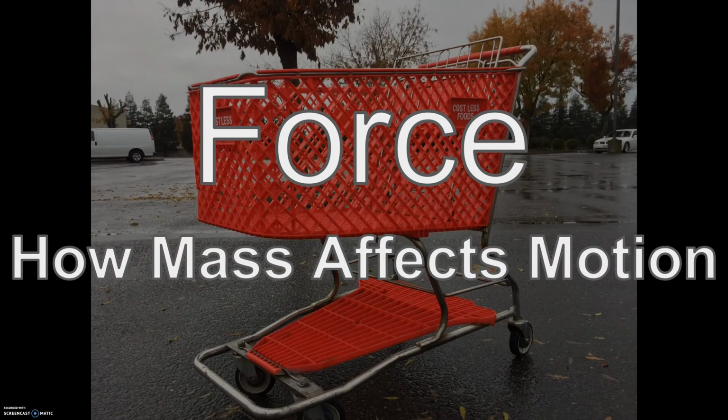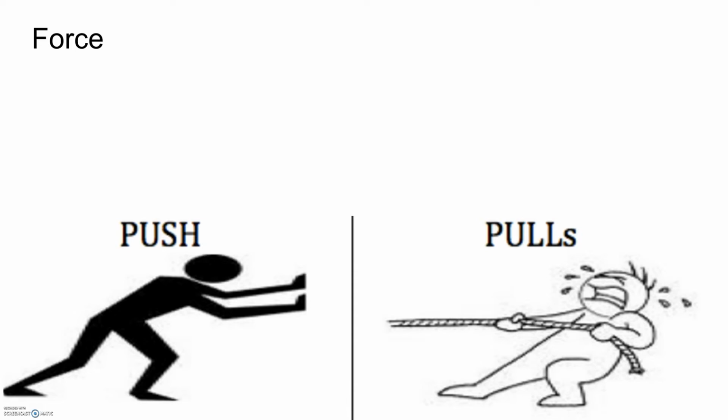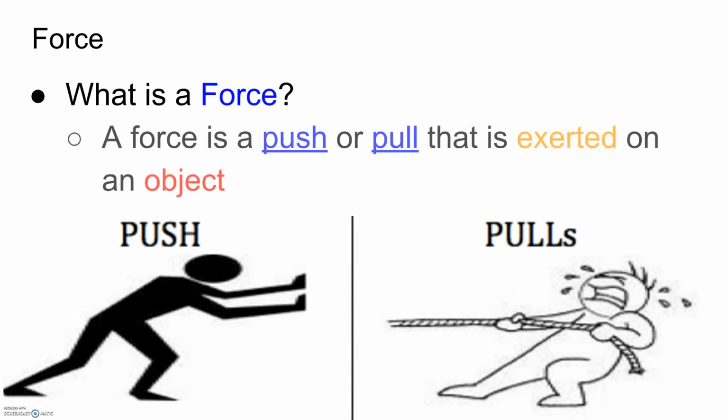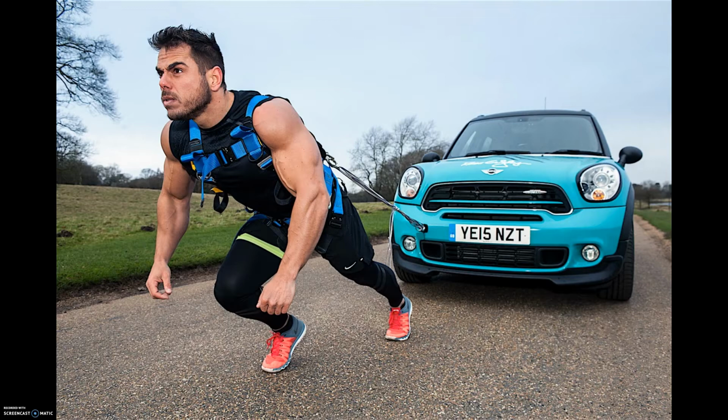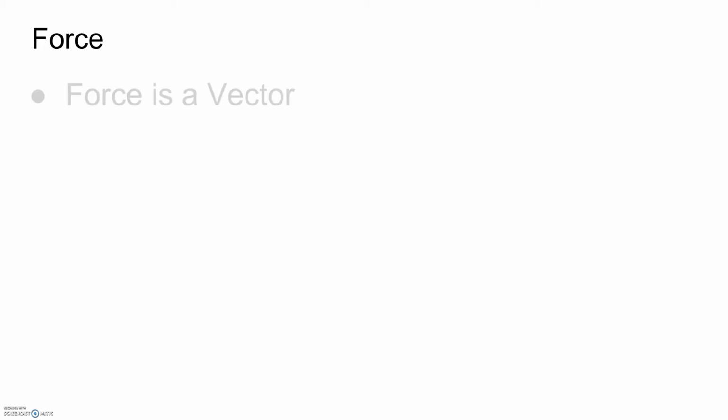Let's take a closer look at forces and how mass affects the force needed to move an object or keep an object in motion. Forces, recall, are push or pull factors. So any push that is exerted on an object or any pull that is exerted on an object is what we call a force. Here we see a pushing factor taking place, therefore it's a force. Here we see a pulling factor taking place, therefore it is also a force. So they are two opposing types of forces.